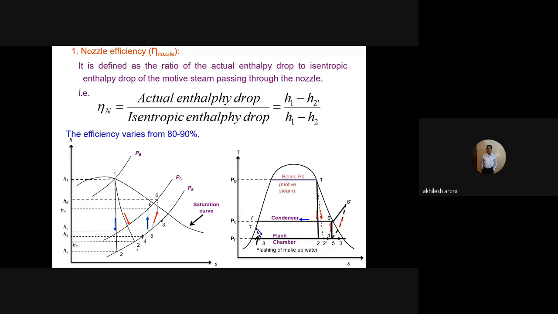It's quite easy. If you see here, this is point number 2 dash. So 2 dash enthalpy here is higher than H2. This is a higher value. So H1 minus H2 is the ideal enthalpy drop, and the actual enthalpy drop is H1 minus H2 dash. The nozzle efficiency is defined as actual enthalpy drop divided by isentropic enthalpy drop. So it is H1 minus H2 dash divided by H1 minus H2. And the efficiency of nozzle varies between 80 to 90%.